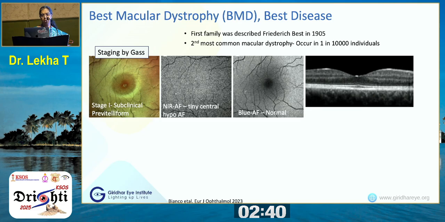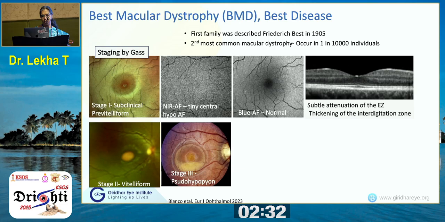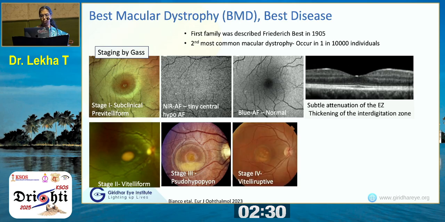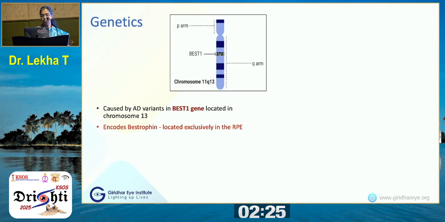So if you see the phenotype of Best disease, the very first stage is actually a preclinical stage where you need imaging to diagnose it. But the classical lesion is a typical egg-yolk vitelliform lesion, which can progress to pseudohypopyon, vitelliruptive, or even atrophic lesions. And the causative gene is the BEST1 gene, which is located in chromosome 11.